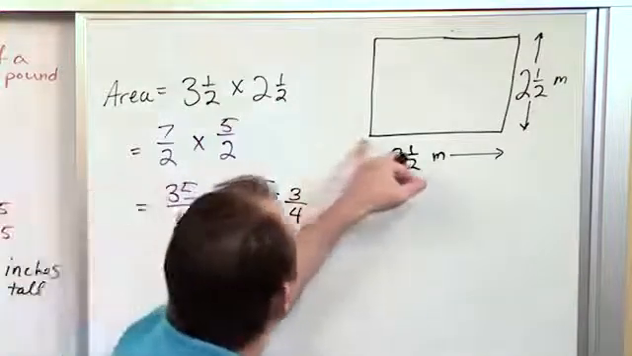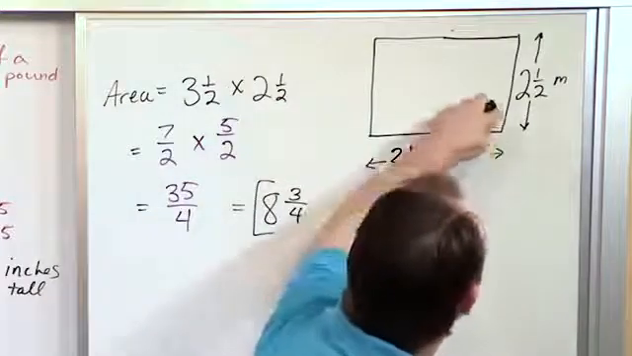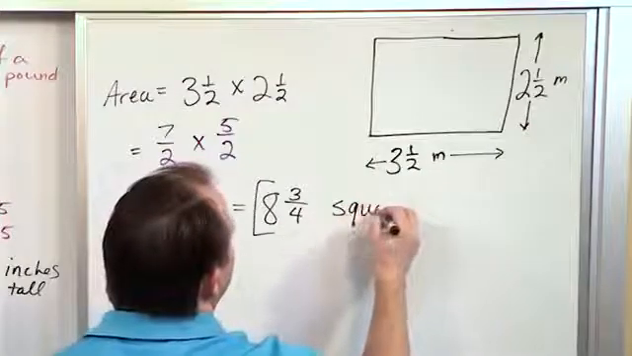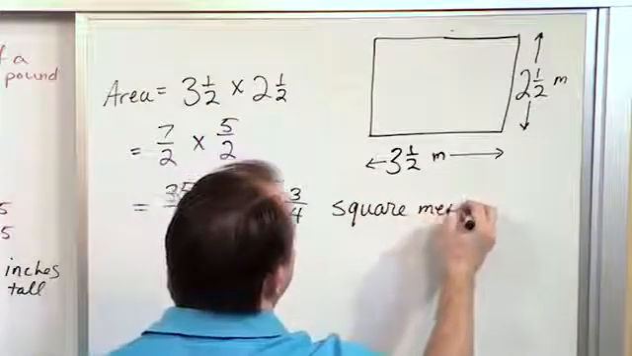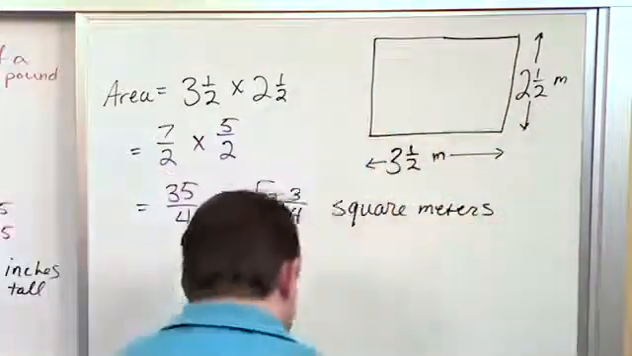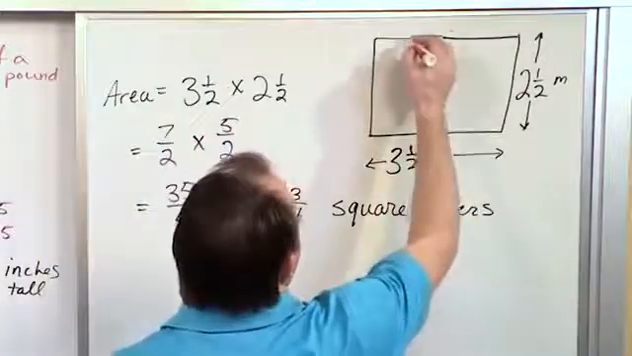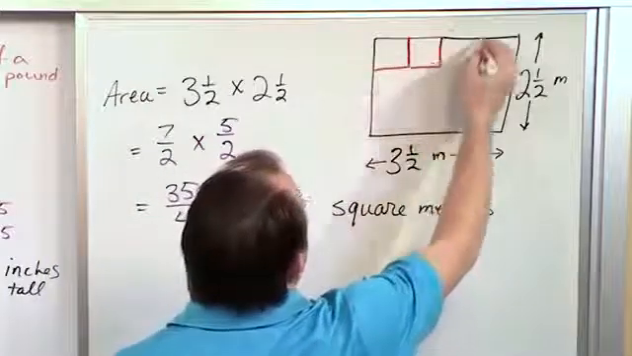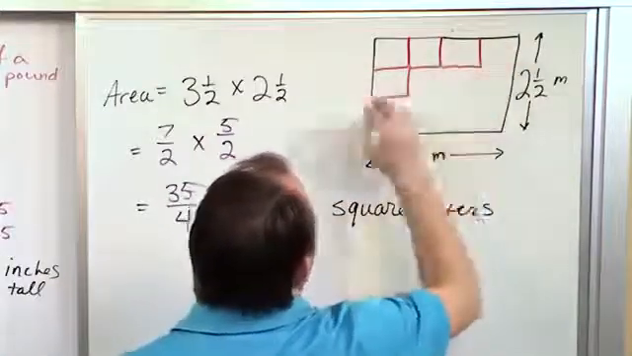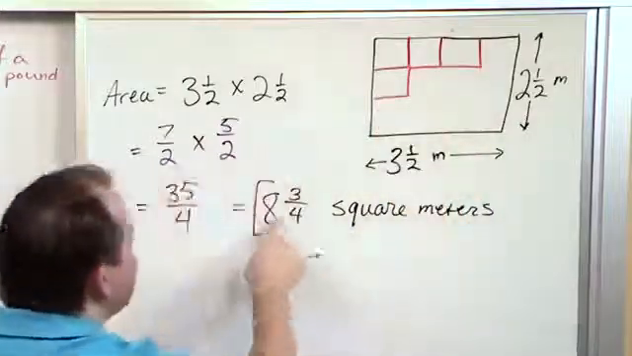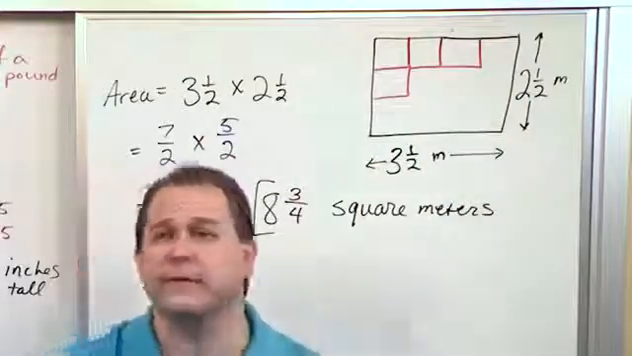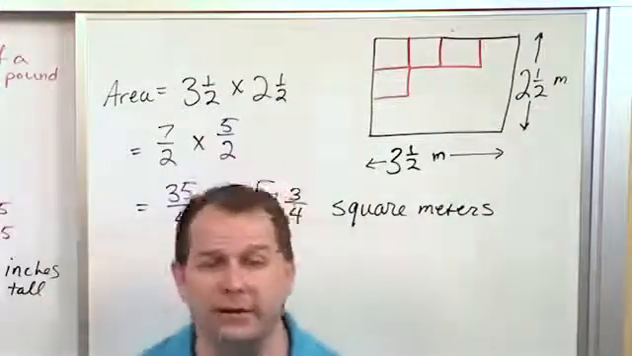Now, if this is meters going this way, and this is meters going this way, because you're multiplying them, the answer you get is something we call square meters. All right, so what this represents is if we had to lay carpet down, if we got a pencil out here and we drew how many square meters we have in this whole thing, if this is a meter on each side, each little square inside of here is called a square meter. There's 8 3/4 of these square meters covering the whole surface. And that is how you order things like carpet. You specify how many square meters you need to buy.